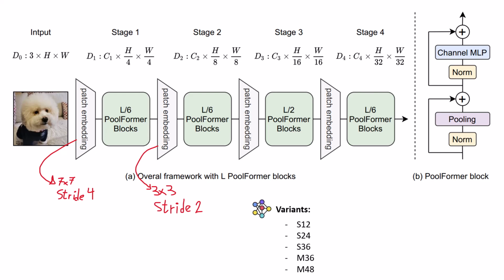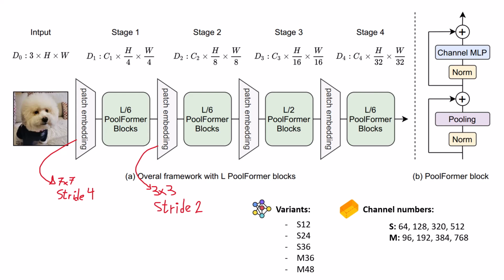And they propose different variants of small and medium with different numbers. And these numbers are, for example, let's just pick the 12, the first one. Then by simply replacing the L with 12, we can see the number of PoolFormer blocks in each stage. So by replacing 12, we have 2 PoolFormer blocks at stage 1, 2 PoolFormer blocks at stage 2, 6 PoolFormer blocks at stage 3, and then again 2 PoolFormer blocks at stage 4. So this is what these numbers mean.